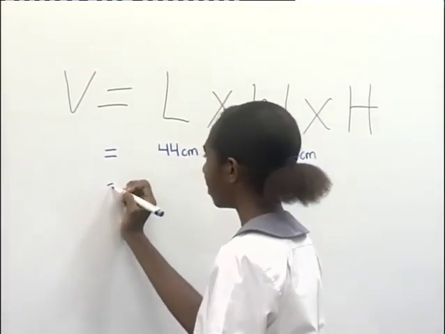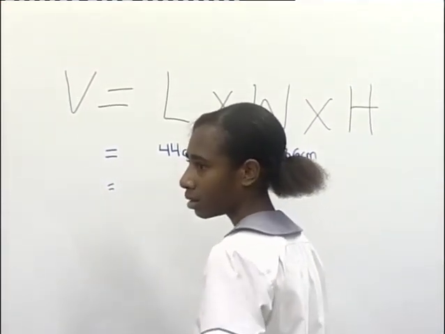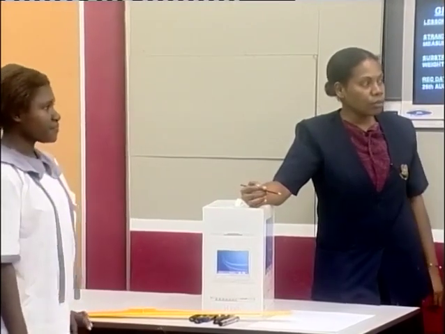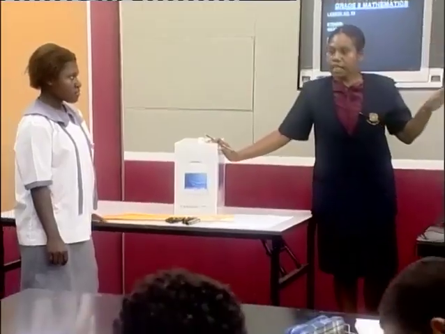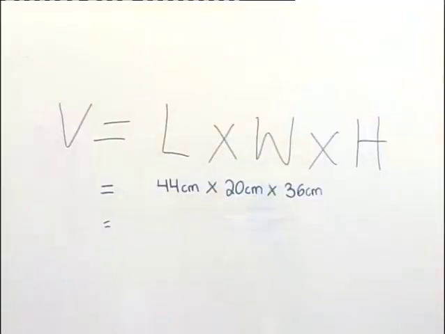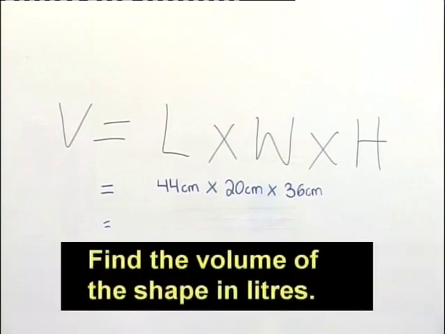Okay, can someone help please to calculate, receiving students, just calculate the volume. The measurements given: length is 44 centimeters, the width is 20 centimeters, and the height is 36 centimeters. Now, receiving students, can you just help to calculate the volume of this cuboid here? Okay, thank you. You can then sit down.